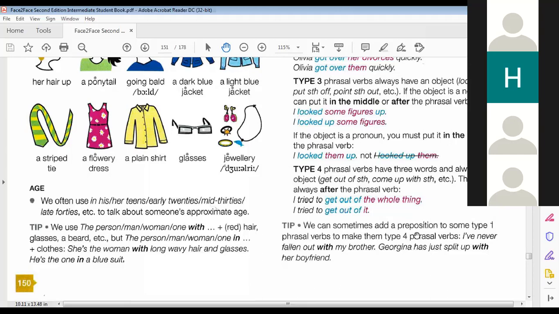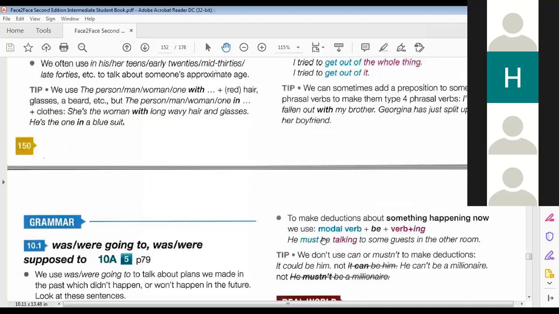We can sometimes add a preposition to type 1 to make them type 4. All right, so this is interesting. So they're trying to tell us that sometimes with type 1, if you add a preposition, you can change it to type 4. So you have 3 words, exactly, because you added a preposition, you get 3 words. That's the idea. Fall out, when you say fall out with, you have 3 words. Split up with, same story. Let's see if we have any other tips. That's all.